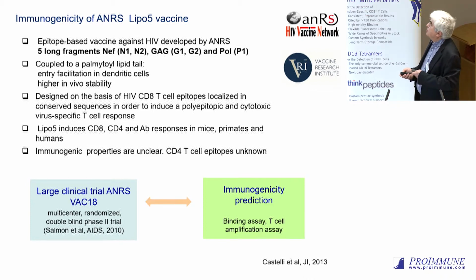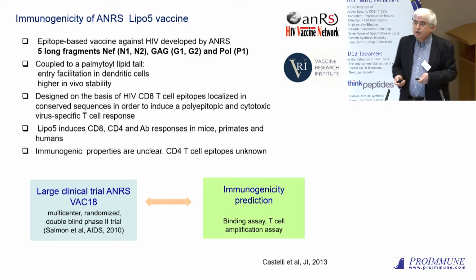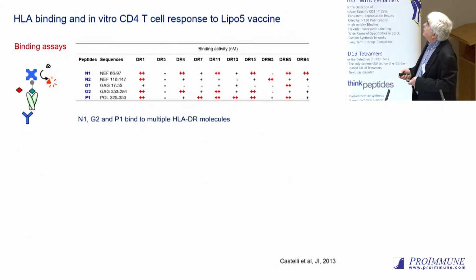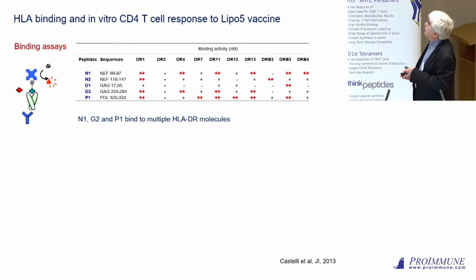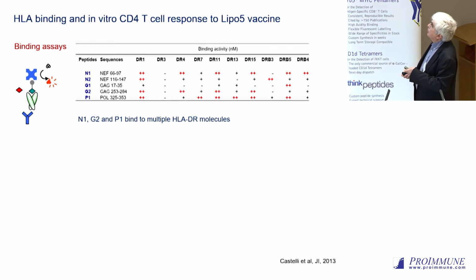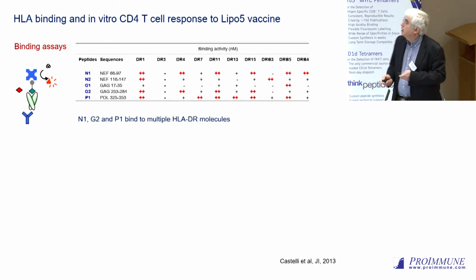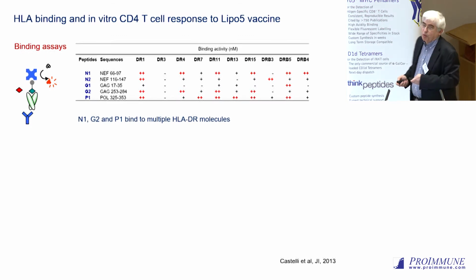So we submitted the peptides to the different technologies of the lab. The first one was the binding assays. We have a collection of HLA-DR molecules, and you see that the 5 fragments are able to bind to different HLA-DR molecules. Especially 3 peptides bind to multiple HLA-DR molecules, and 1, G2 and P1.